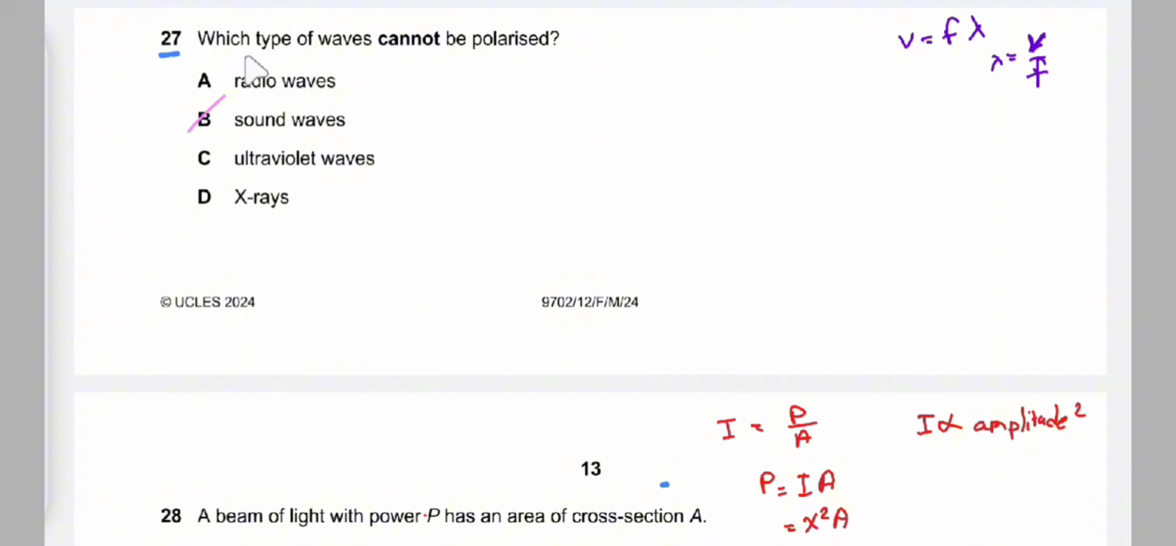Number 27. Which type of waves cannot be polarized? Transverse waves can be polarized, while longitudinal waves cannot be polarized. Radio waves, ultraviolet and X-rays are all transverse waves, so they can be polarized. While sound wave is a longitudinal wave, therefore it is not polarized.